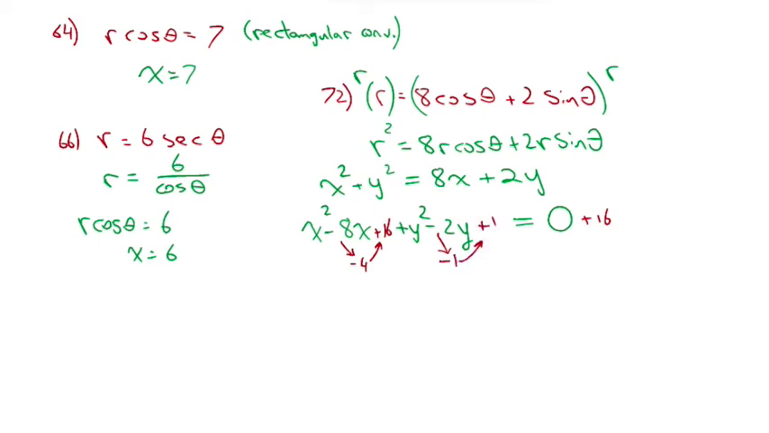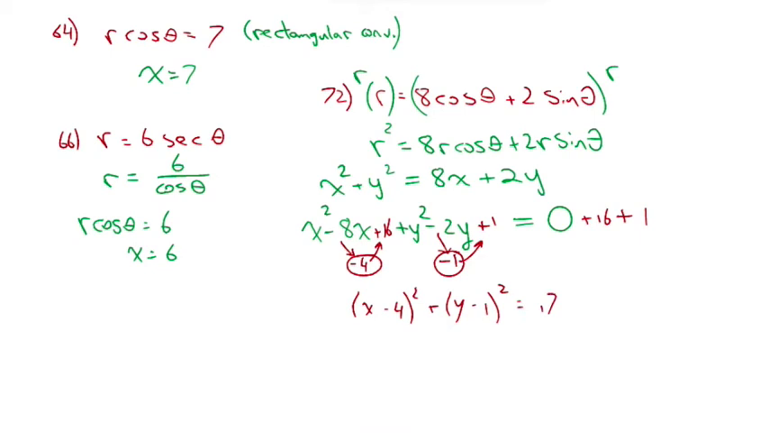The 1 over here is kind of important too, so make sure you add it to the other side. As a perfect square, what is this one? It's x minus 4, the number that we took half of. So this is x minus 4 squared plus y minus 1 squared is equal to 17.